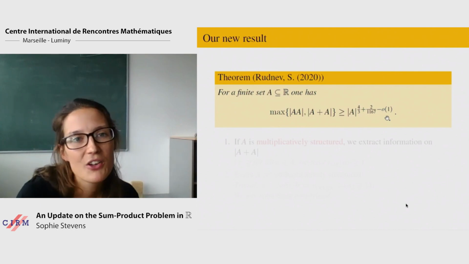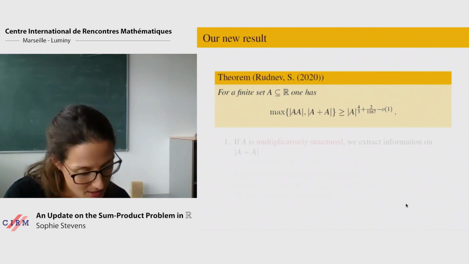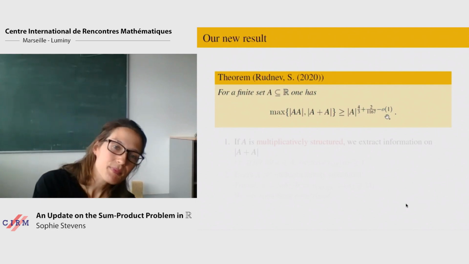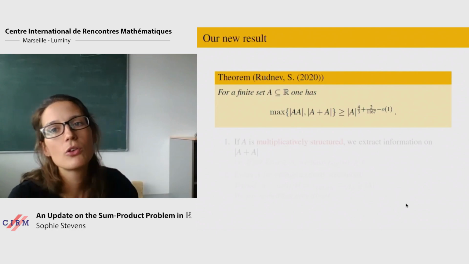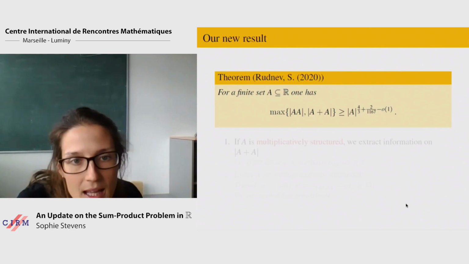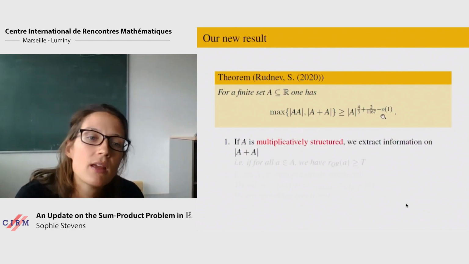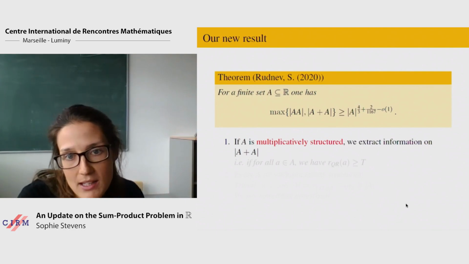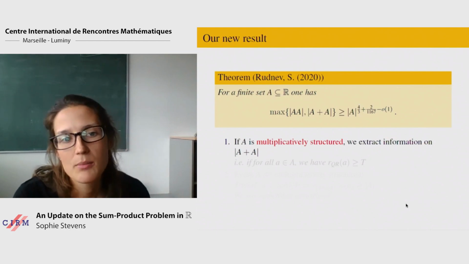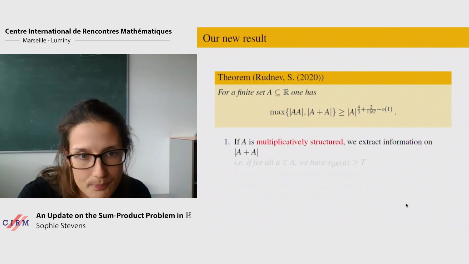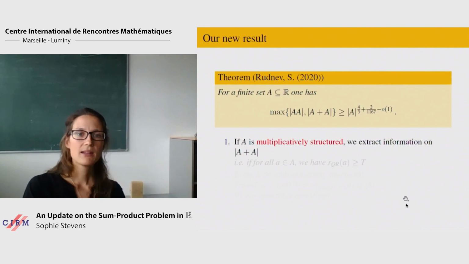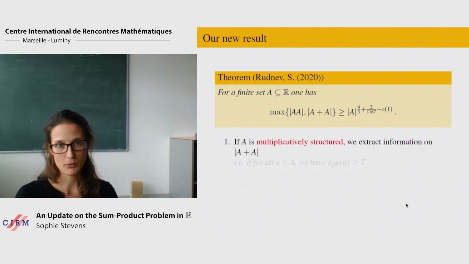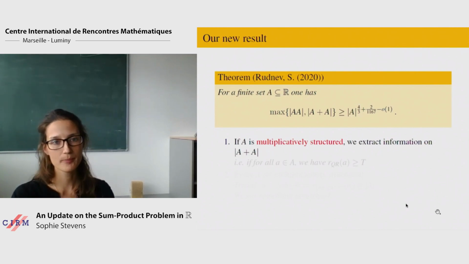All right, so our new result. Again, let me tell you about the new result. Our new result follows two types of arguments. The first one is saying that if our set A is multiplicatively structured, we extract some information on the sum set. And morally, this is kind of what Shkredov did in his argument as well, in a different form, of course.